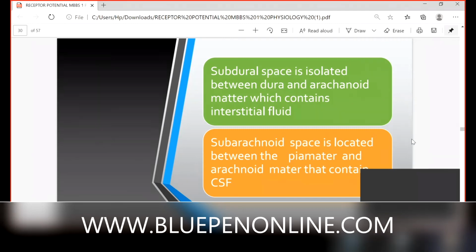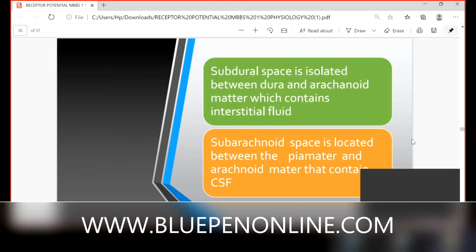Dura mater. Okay, so now it is very easy for you. What is the subdural space? It is a space between the outer meninges and the middle one. That is the dura mater and the arachnoid mater, the space between them. And it contains the interstitial fluid. Okay, that is the subdural space.